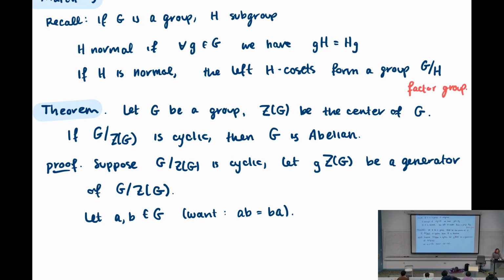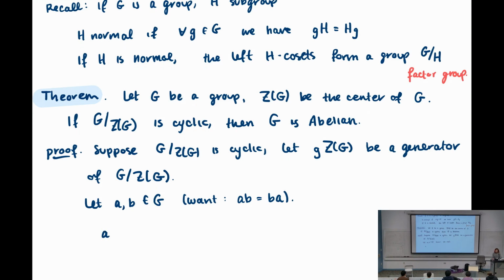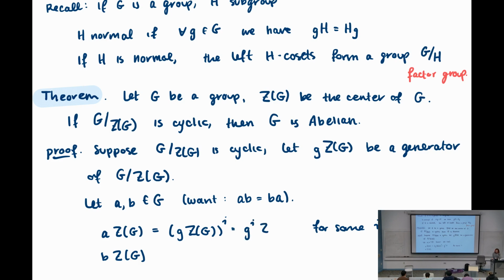Okay, so how are we going to do this? So let's look at the cosets aZ(G) and bZ(G). So since G mod Z(G) is cyclic, this is equal to that generator, gZ(G), to the i for some power i. Okay, and this is just because G mod Z(G) is cyclic. And of course, this is equal to g^i Z(G). And then we can say the same thing about b. So there exists some j such that this is the generator raised to the jth power.